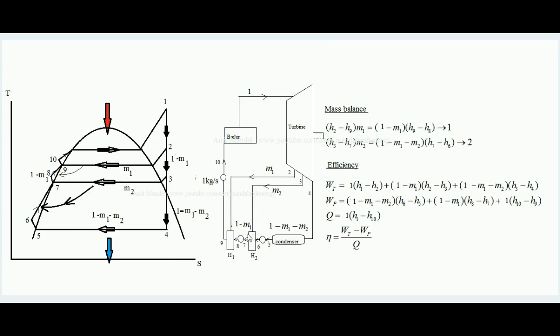Once again, what is the total amount of water inside this feed water heater H2? m2 plus 1 minus m1 minus m2. Total amount would be now 1 minus m1. So it is taken by another pump from point 7, and this pump forces the liquid water to go inside heater H1. So 1 minus m1 amount of liquid goes inside heater H1. From point 2, m1 steam is coming and mixing inside the feed water heater. So this m1 would condense.